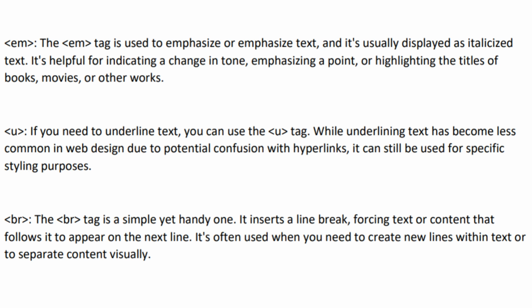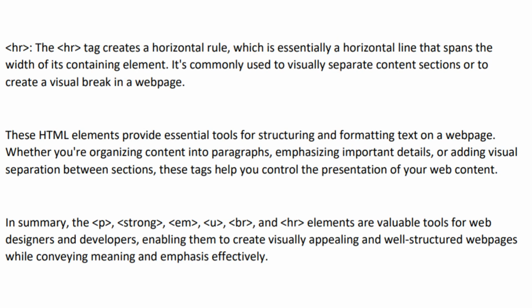BR. The BR tag is a simple yet handy one. It inserts a line break, forcing text or content that follows it to appear on the next line. It's often used when you need to create new lines within text or to separate content visually. HR. The HR tag creates a horizontal rule, which is essentially a horizontal line that spans the width of its containing element. It's commonly used to visually separate content sections or to create a visual break in a web page.